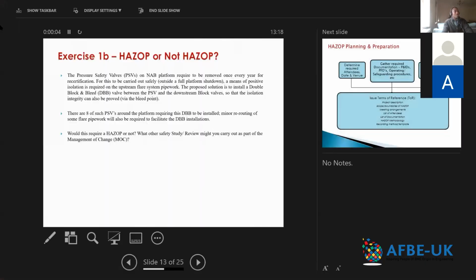The second example says the pressure safety valves on the NAB platform are required to be removed once every year for recertification. Once again, can everyone see that clearly?